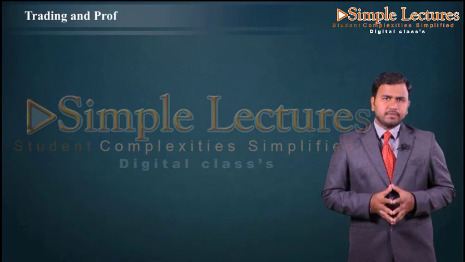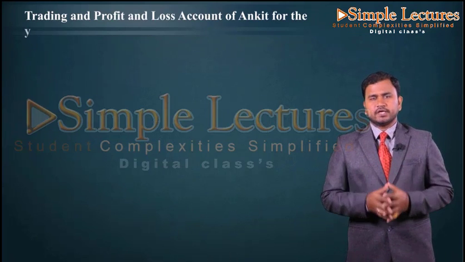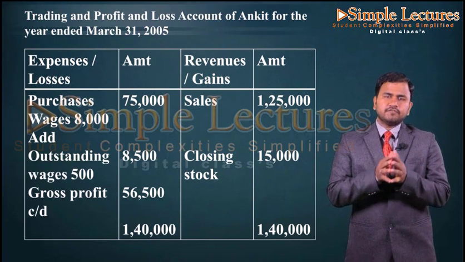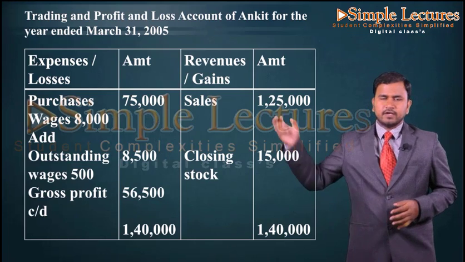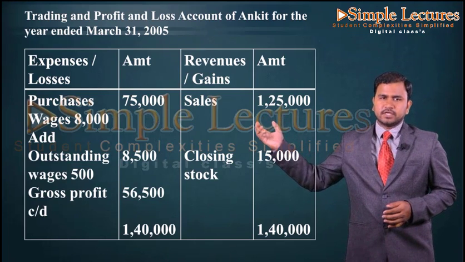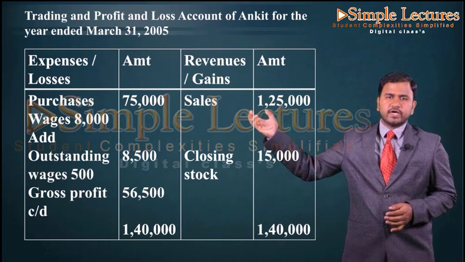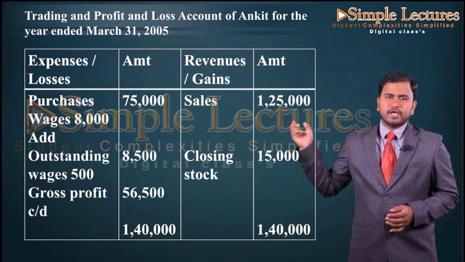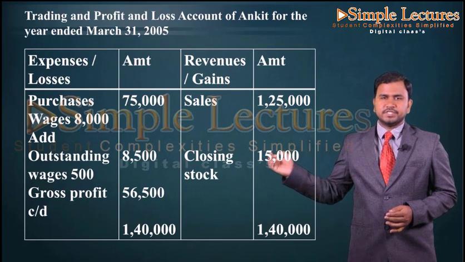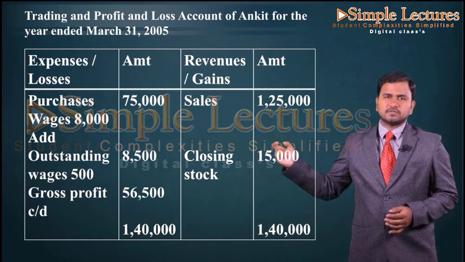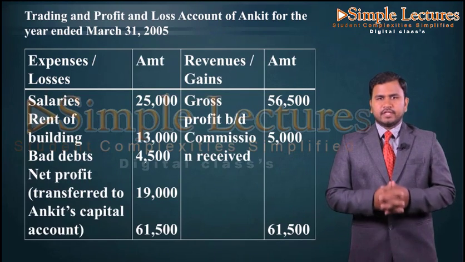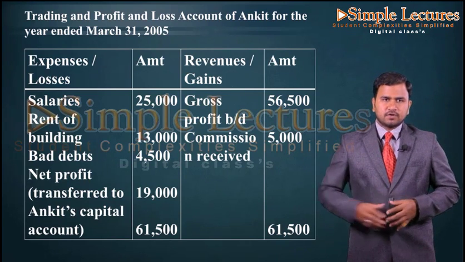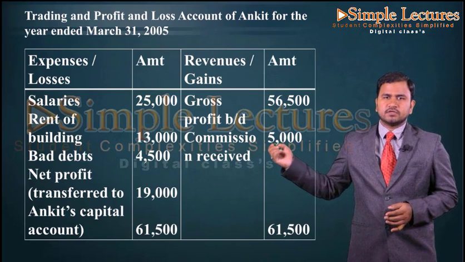By considering the same example, let us see where the outstanding expenses will be incurred. So when coming to the wages which are outstanding, we have added in the trading account of Ankit where the previous wages were 8,000 and the current outstanding is 500. Hence the wages will become 8,500 and there will be a change in the gross profit which is 56,500. Then coming to bad debts, again it was shown in the debit side of profit and loss account where bad debts will be recorded as 4,500.